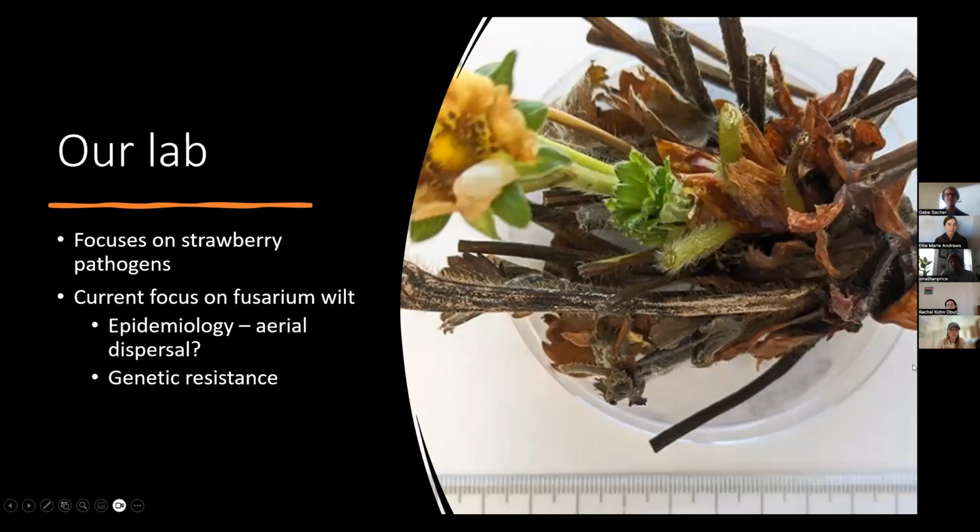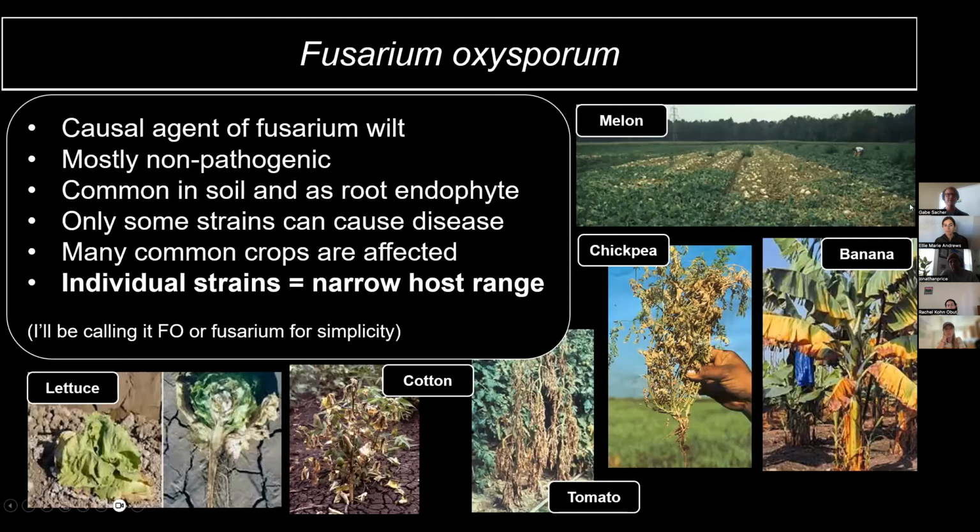So again, our lab focuses on strawberry pathogens. I'm pretty much appointed just for Fusarium wilt. That's how big of a problem it is. And we're exploring some of the epidemiology, so how it's spreading around. Maybe there's some aerial dispersal components to this. And we look a lot at genetic resistance.